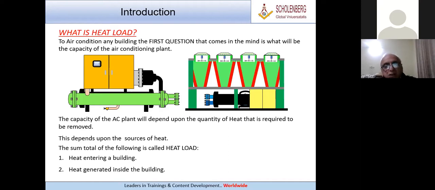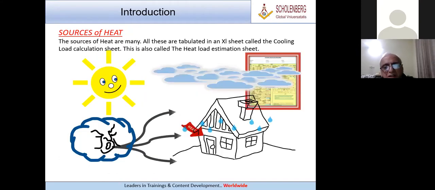Heat has to come from a source. The sum total of the following is called heat load. One, heat entering the building. There are various sources outside the building from which the heat will enter the building. Second, there are many sources within the building which will generate heat. Now, the sum total of these two is the total heat load, based on which you can size the plant capacity. The sources of heat are many.